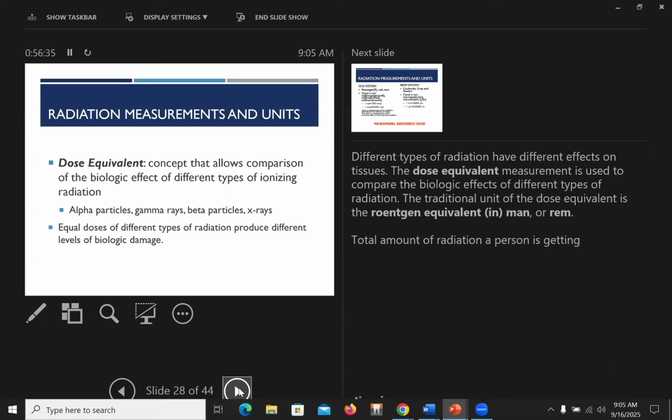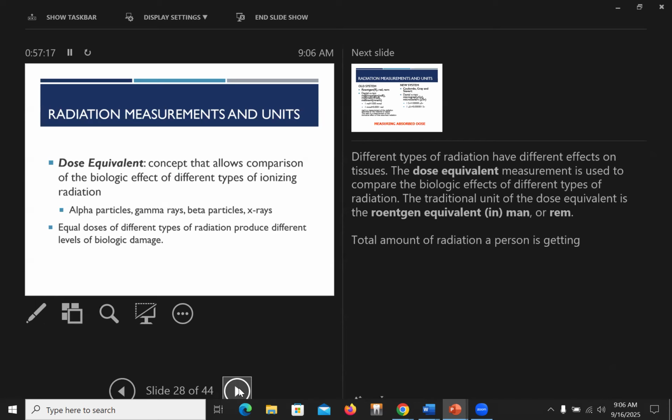Dose equivalent is the concept that allows comparison of the biological effect of different types of ionizing radiation. So not all radiation is the same. Dose equivalent just lets them look at radiation from X-rays as opposed to a higher frequency type of ionizing radiation. On that spectrum, in that video that we were watching, the frequencies increase and the penetrating power increases. The dose equivalent just lets them say, well, this much of this kind of radiation is similar to this much of this other kind of radiation. So alpha particles, gamma rays, beta particles, X-rays, they just compare and contrast that.